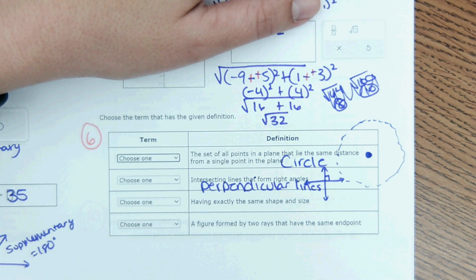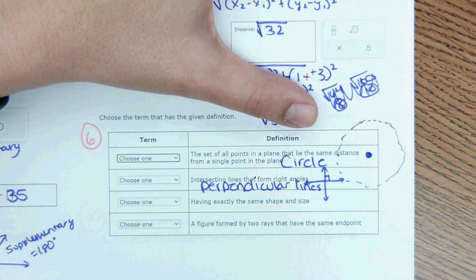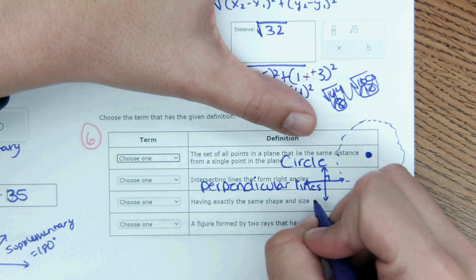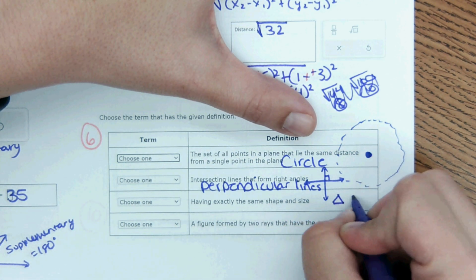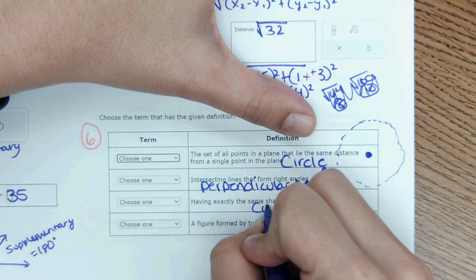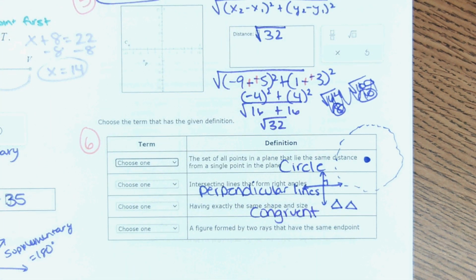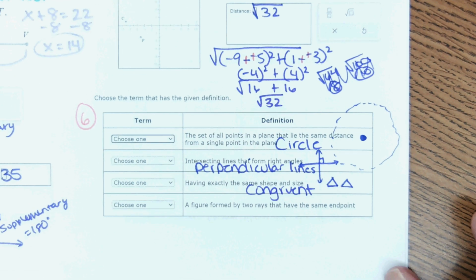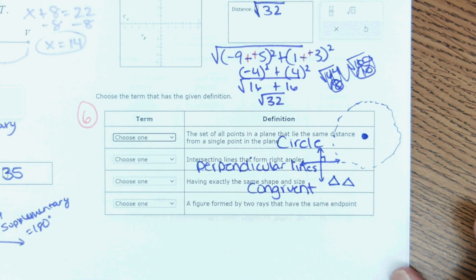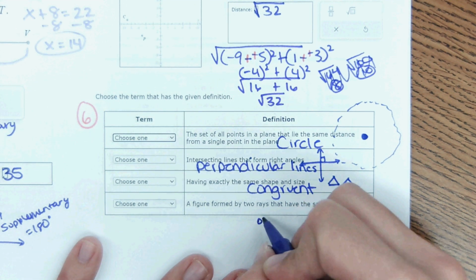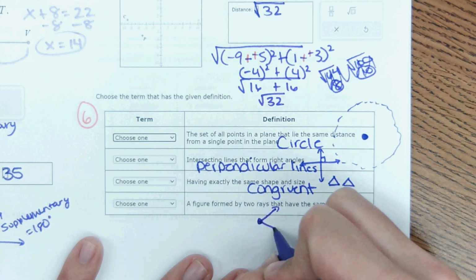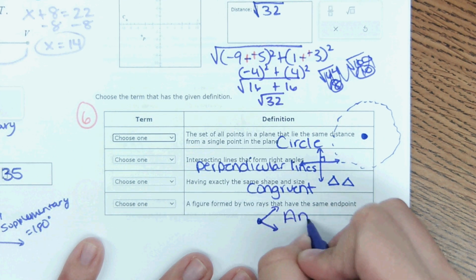Okay, the third one says having exactly the same shape and size. So if you have two shapes with the exact same shape and size, those shapes are congruent. And then for the fourth one, a figure formed by two rays that have the same endpoint. So a ray here and another ray with the same endpoint creates an angle.